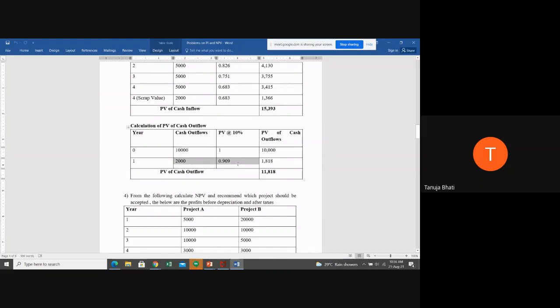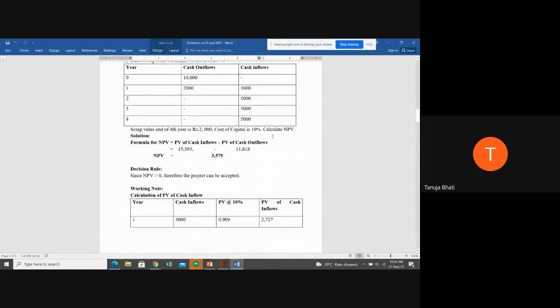For the 0 year, obviously the present value will be 10,000 itself, the same value as the cash outflow. For the first year, you have to multiply it with the present value factor. Then the PV of cash outflow, the total comes up to 11,818. This you have to write as it is in the main answer, 11,818. Your NPV is 3,575. Now, what is the decision that I'm supposed to make?